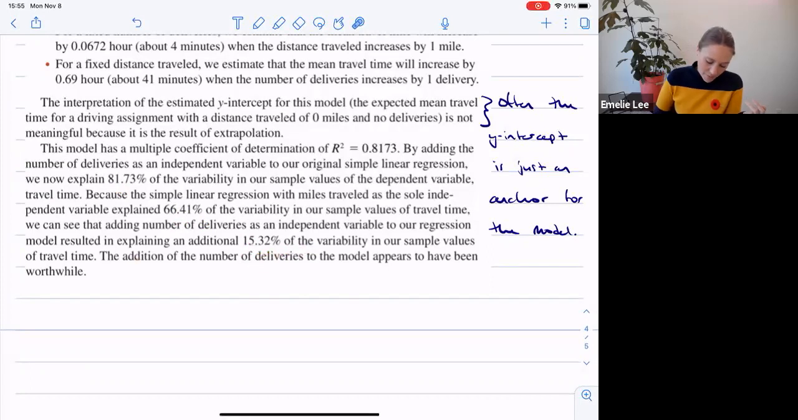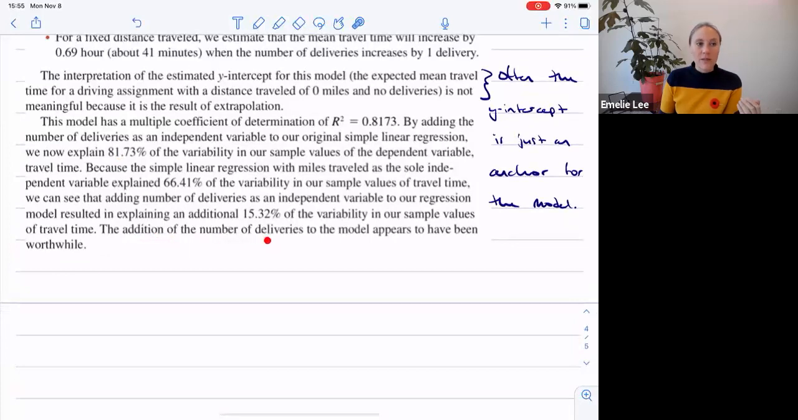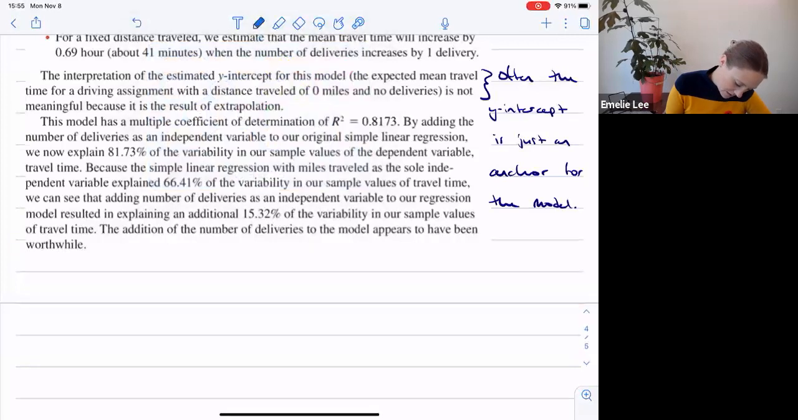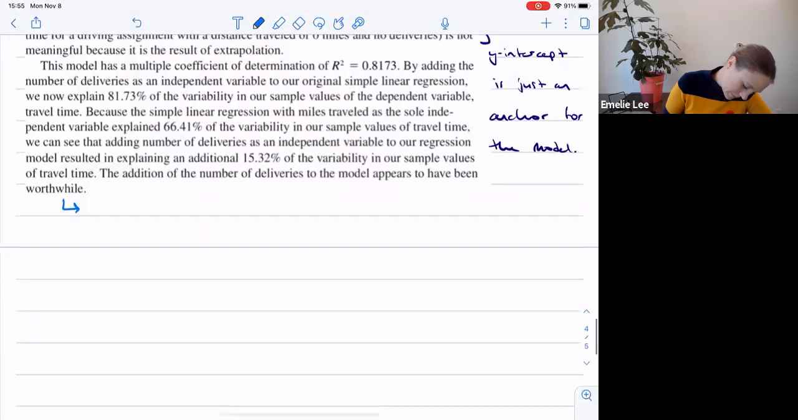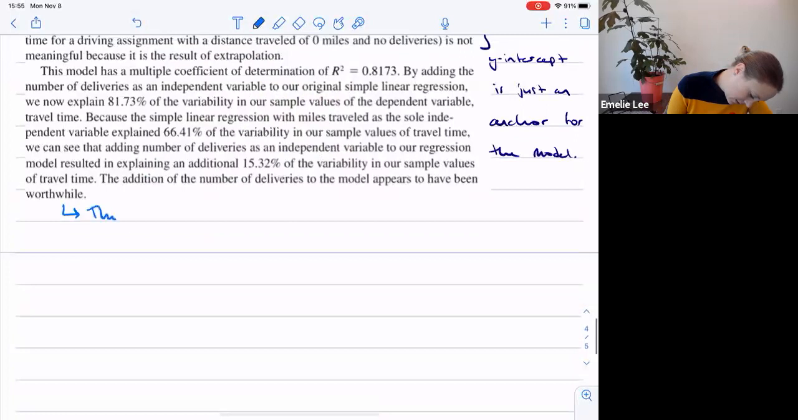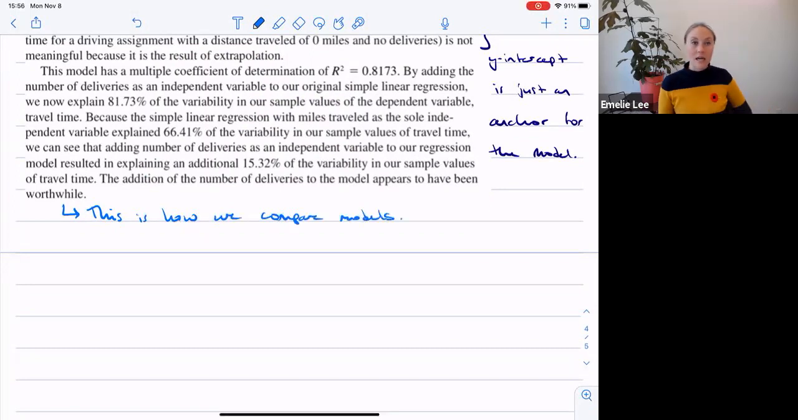So the addition of the number of deliveries to the model appears to have been worthwhile, right? So here's an example of how we compare models. We already said that, but it's worth saying again.